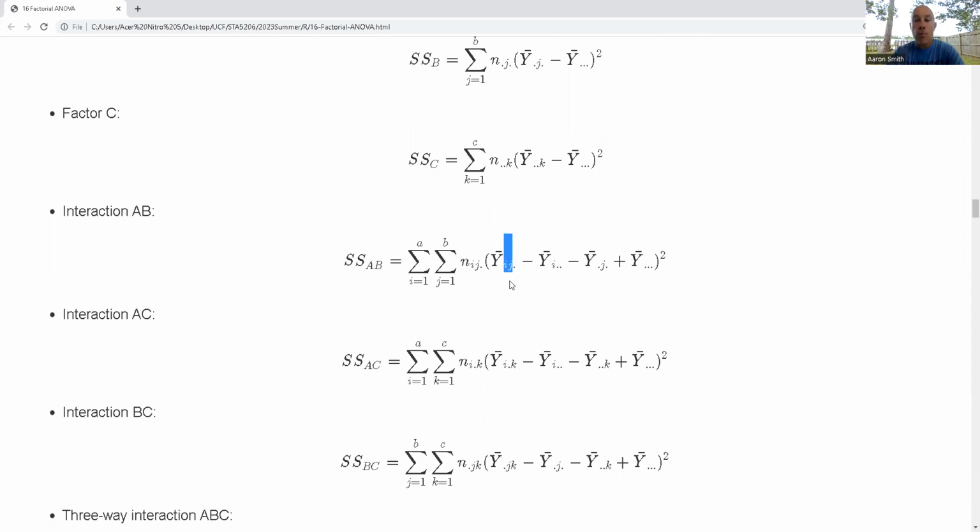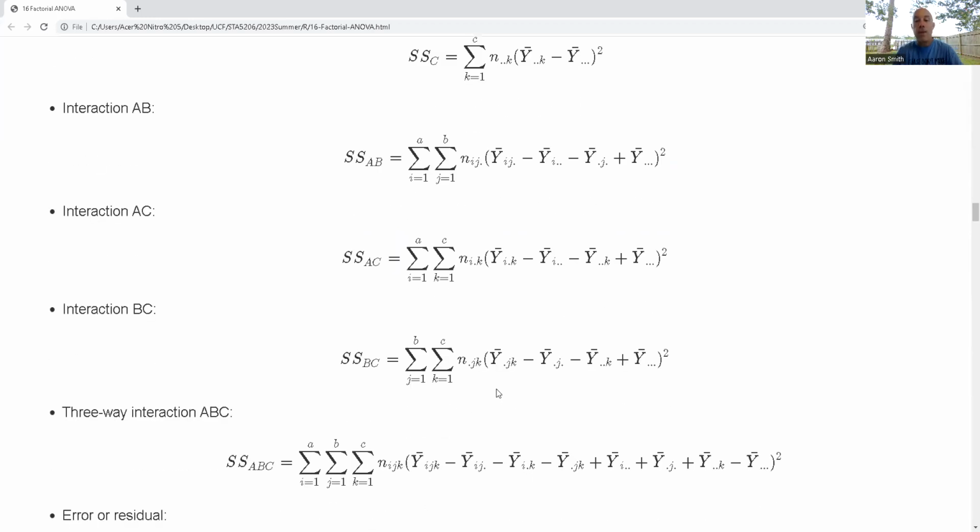Then I'm going to subtract the corresponding average for A and the corresponding average for B, and then I add the overall average. Check that out. Now we're adding the overall average, while here we were subtracting it off. I square the whole thing, multiply by the number of times I see this combination of the A and B variables, and then add them all up. That gives me my interaction sum of squares. And I do that for all three.